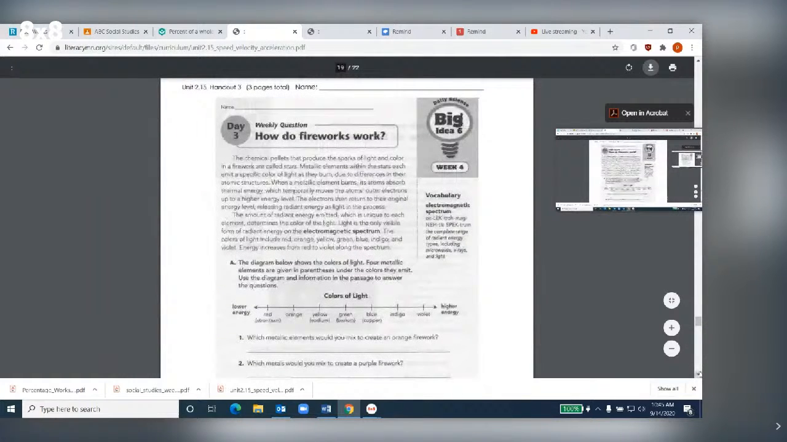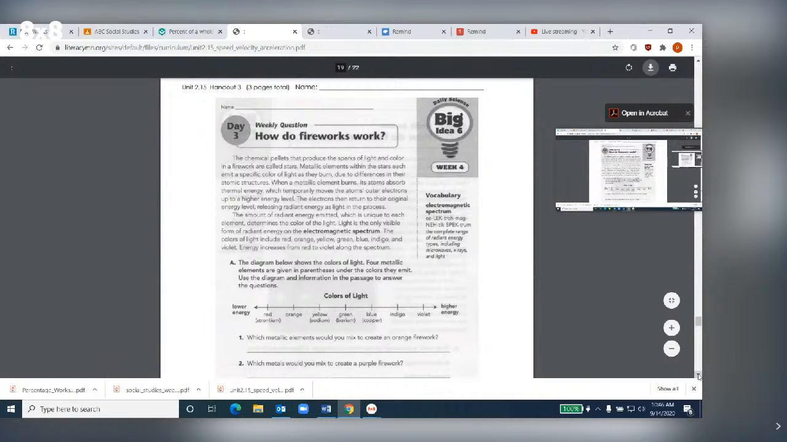And this last one, it says, how do fireworks work? So we'll go ahead and read this. It says the chemical pellets that provide the sparks of light and color in fireworks are called stars. Metallic elements from the stars each emit a specific color of light as they burn due to the difference in their atomic structures. When a metallic element burns, its atoms absorb the thermal energy, which temporarily moves the atom's outer electrons into a higher energy level. The electrons return to their original energy level, releasing radiant energy and light in the process. The amount of radiant energy emitted, which is unique to each element, determines the color of the light.